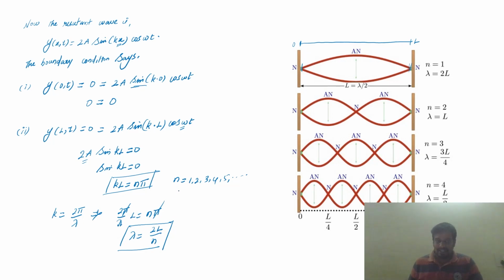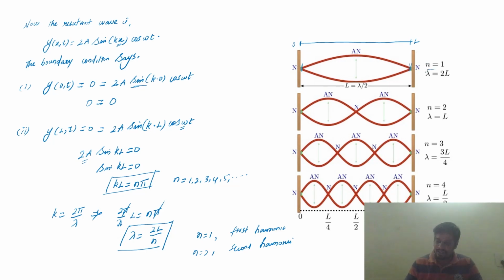What do we mean by n? n is just a number: 1, 2, 3, 4, 5. This is said to be the harmonic of the wave. Suppose n equal to 1; it's said to be the first harmonic. If n equal to 2, it is the second harmonic. Here a few harmonics are present.